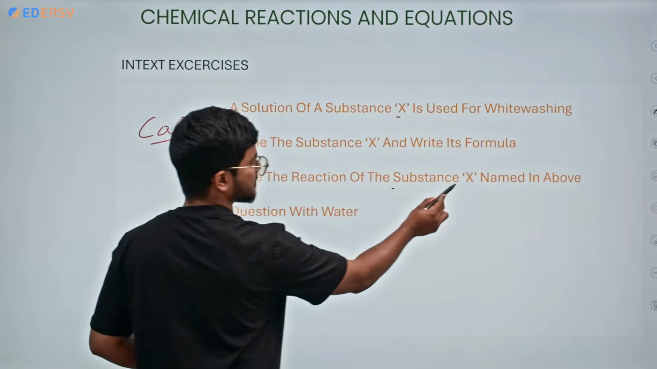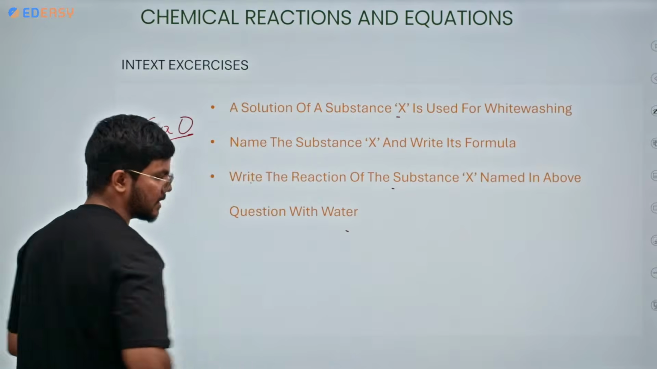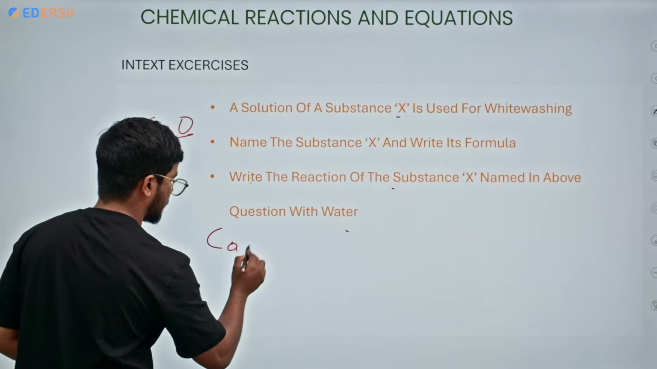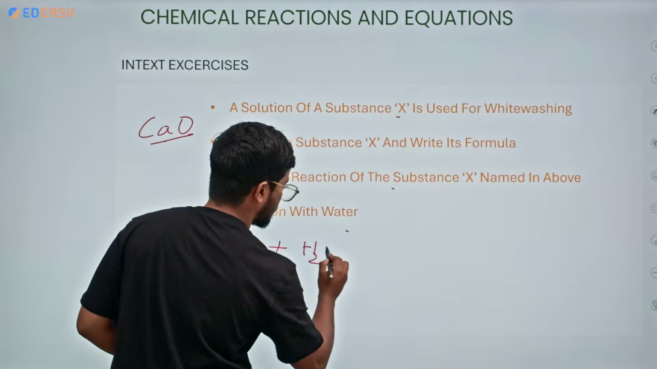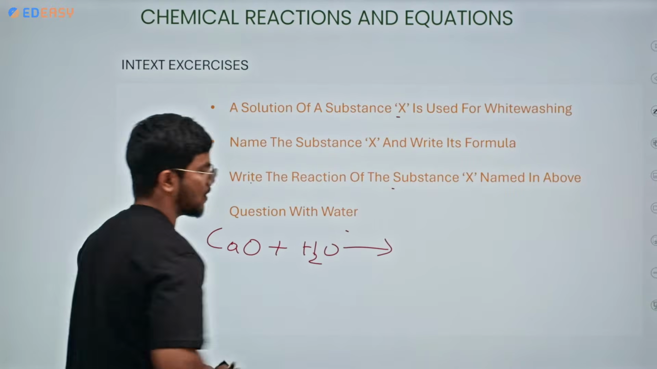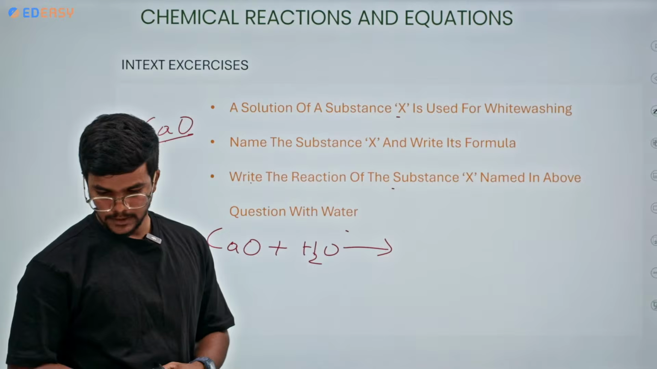Write the reaction of the substance X, calcium oxide, with water. So CaO, when it reacts with H2O, gives what? Let me know in the comments.